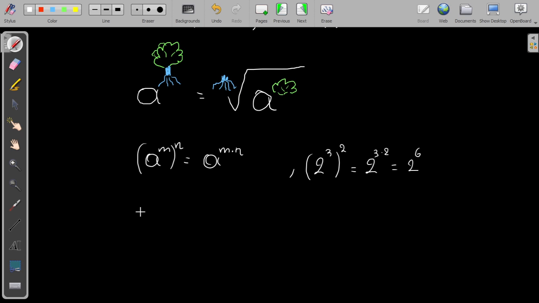The other one is a to the power of m times the same base, a to the power of n. It's equal to a to the power of m plus n. So an example, 2 to the power of 3 times 2 to the power of 5 is going to be 2 to the power of 3 plus 5, which is 2 to the power of 8.